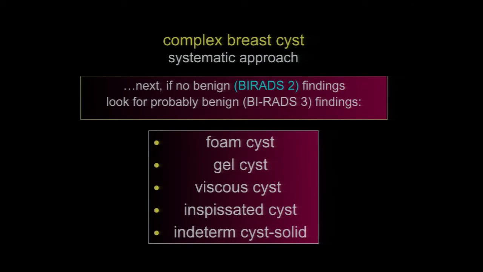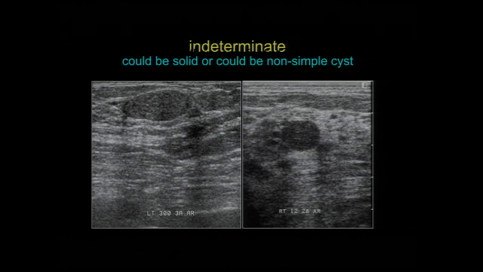Now, the indeterminate cystic or solid things can be called foam cyst, gel cyst, viscous cyst, inspissated cyst, or indeterminate cystic or solid. I just call them indeterminate. Usually fibroadenomas are a little more echogenic and ovoid in shape.